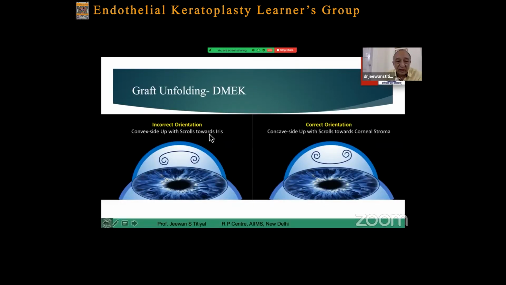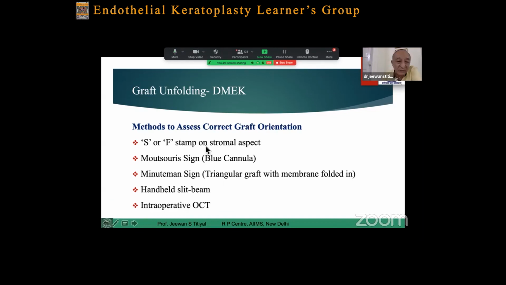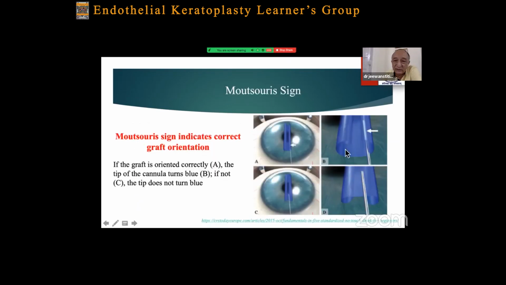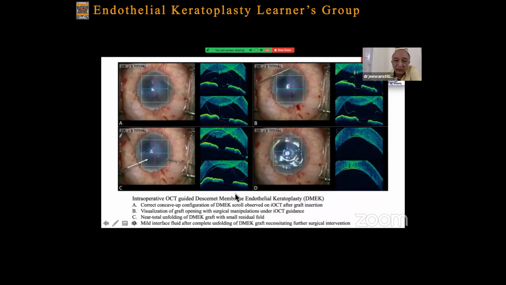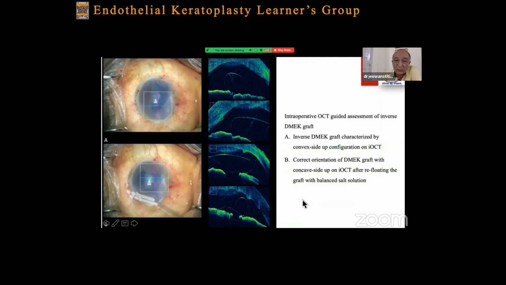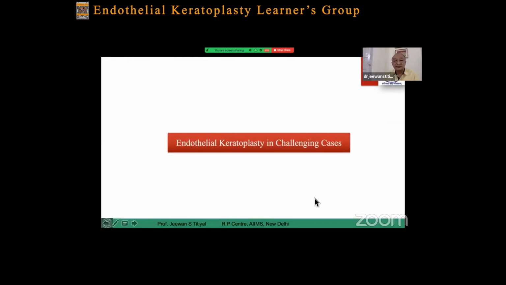So it is better to have orientation seen through the microscope or through other resources. See the correct orientation, which is like this for your cases, and unfold them better. So there are stampings, or you can have various other signs which can give you a better orientation. Like in this one, you can see the cannula giving a blue reflection. That means you have a right orientation of the graft. OCT will also give you a better understanding of what type of roll you have and what technique you have to use in these cases.